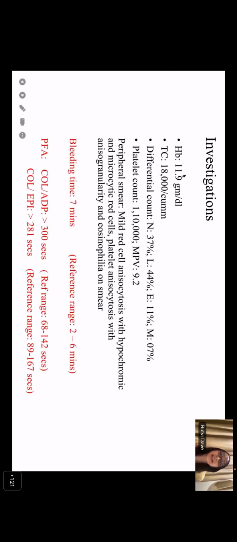So looking at the child's investigations, the hemoglobin is 11.9 gram per deciliter. The total count is 18,000. In the differential count, there are 37% neutrophils, 44% lymphocytes, 11% eosinophils, and 7% monocytes. The peripheral smear shows mild red cell anisocytosis, hypochromic microcytic red cells, platelet anisocytosis and hypogranularity, and eosinophilia.